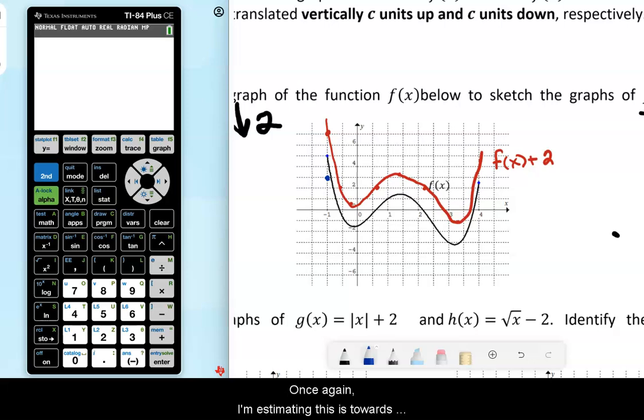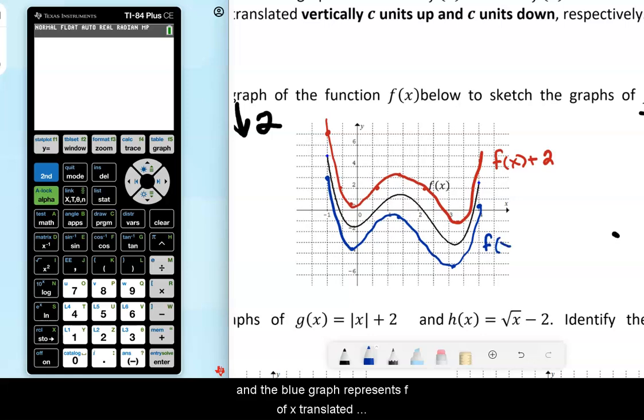This is towards the middle of that grid, and so I'm going to drop that down towards the middle, and then this one down towards the middle. My maximum, about right here. Excuse me, I'm going down. I'm going to go down the grid. 1, 2. This minimum down, 1, 2, and then where the graph ends, I'm going to move it down, 1, 2. Okay, so then connect those points, and the blue graph represents f of x translated down 2 units.